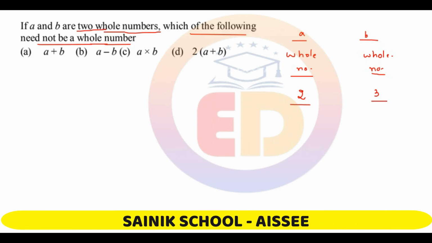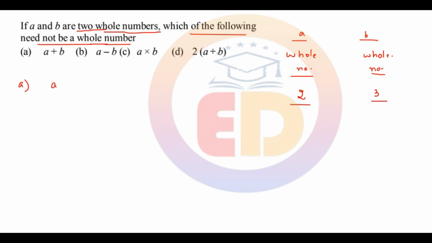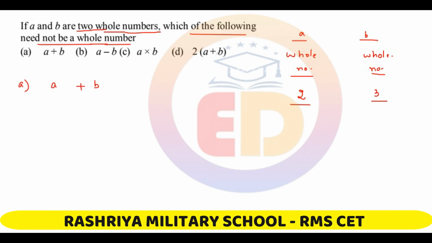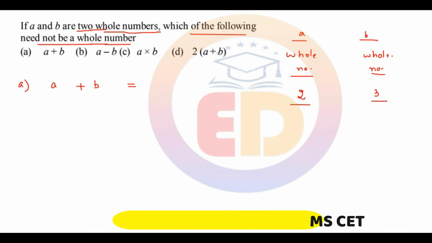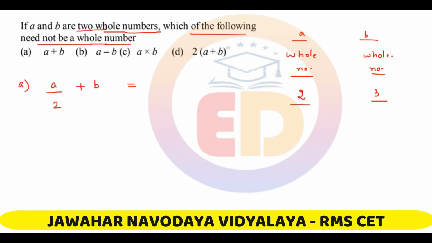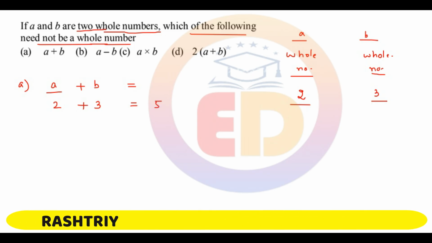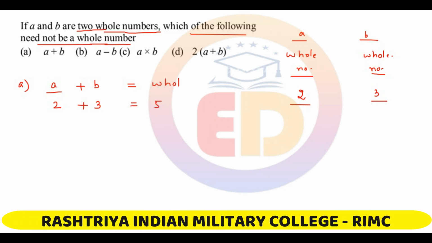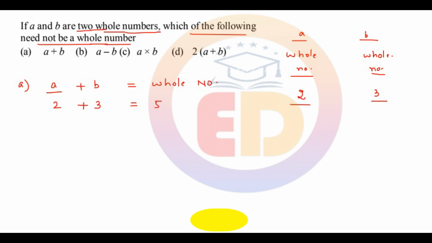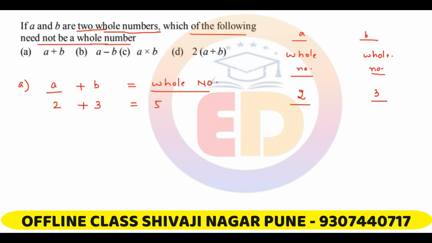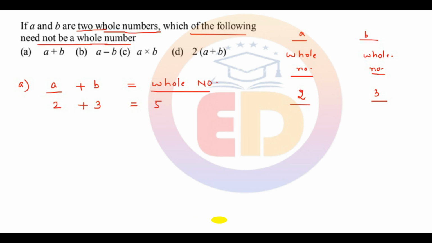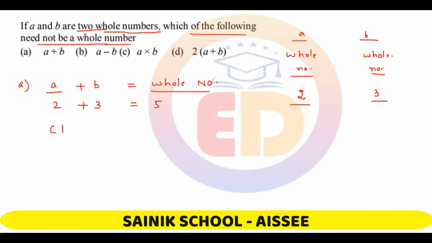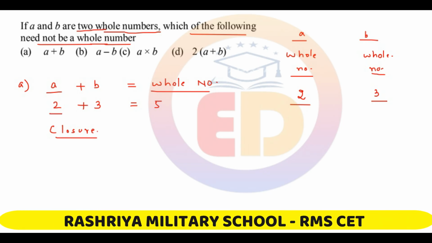The first option says A plus B. Now A is 2 and B is 3. 2 plus 3 is 5. Is 5 a whole number? Yes, it is a whole number. So remember, this is also the closure property of whole numbers, that a whole number plus another whole number will always give me a whole number.